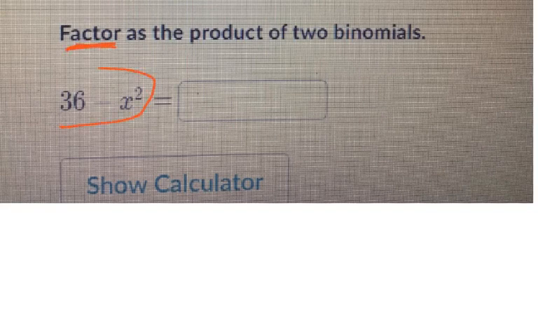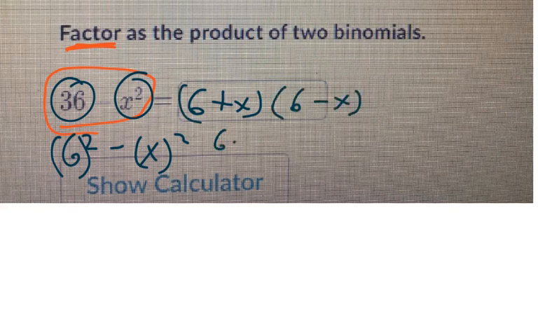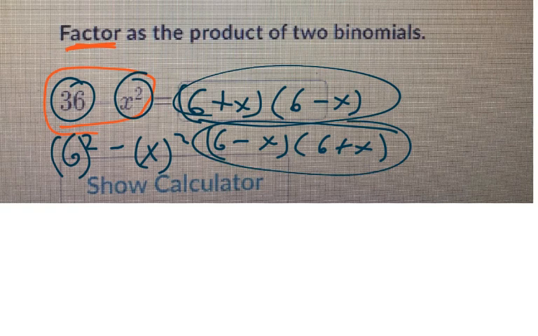They want us to factor. Now, guys, you've got to know that that's a difference of 2 squares. What do we mean by that? 36 is 6 squared. And, of course, x squared is literally x squared. So if you recognize that, guys, this is a simple problem, because all I need to do is take 6 plus the x and then 6 minus the x. Now, could you have done 6 minus x first, then 6 plus x second? Sure. The computer will accept either one of these answers, okay?